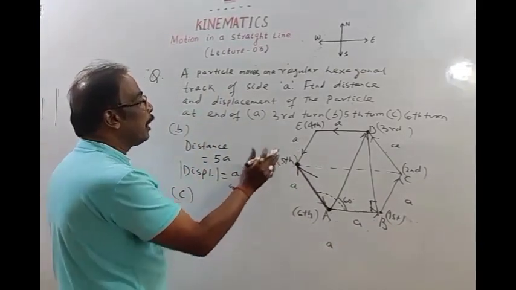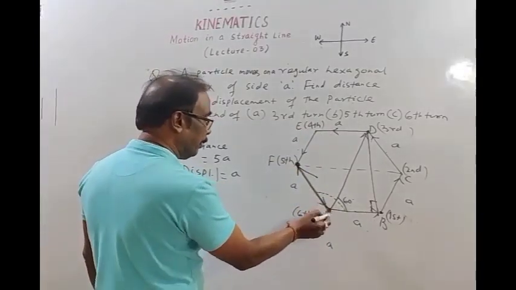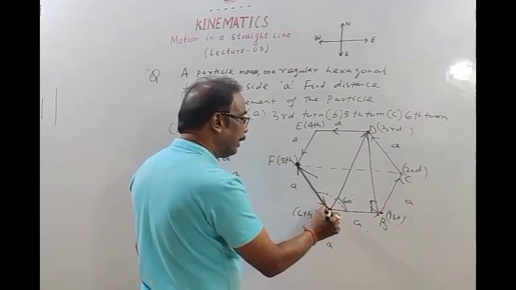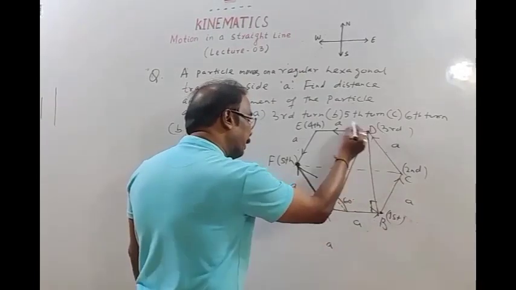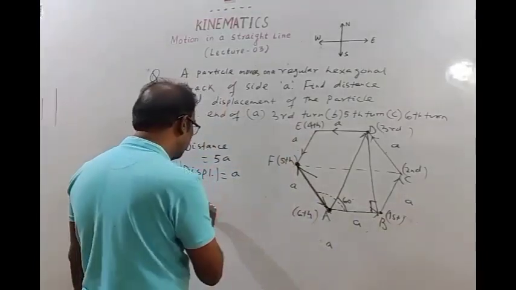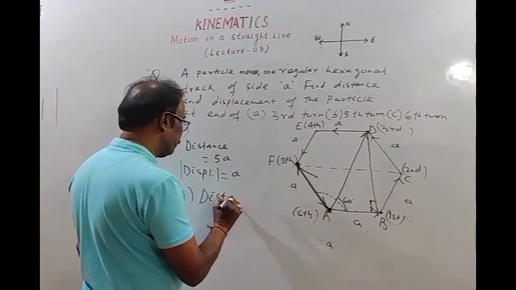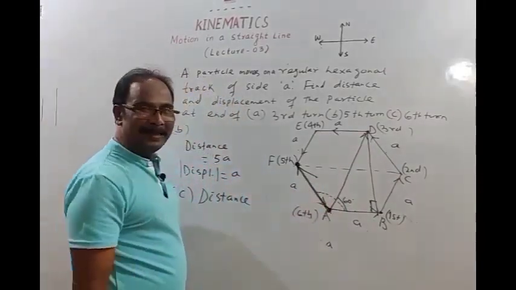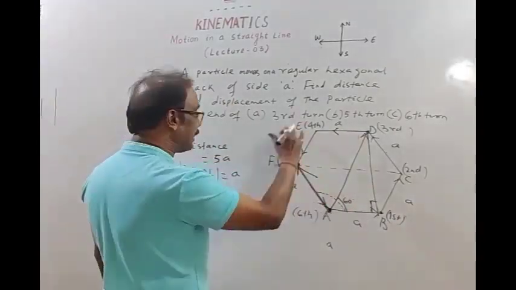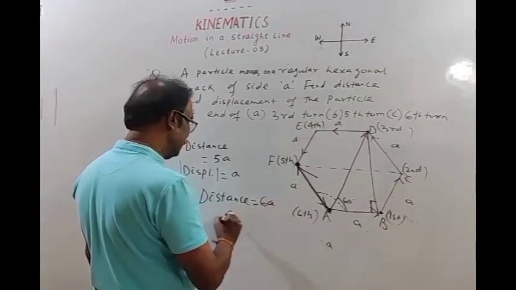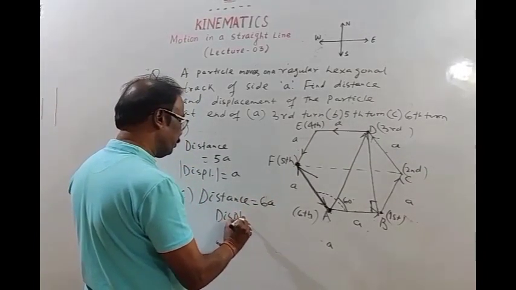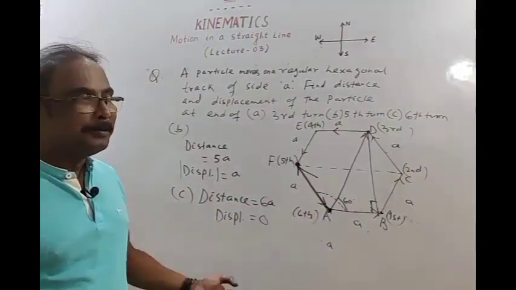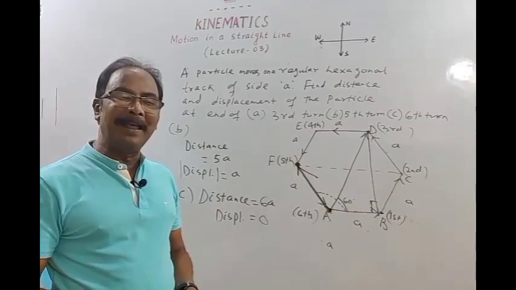Then part C, at the end of sixth term. At the end of sixth term, the particle has already reached A. A is the initial point, and again A is the final point at the end of sixth term. Then distance is the actual path length, the whole path along the hexagonal track. So distance is 6a and displacement is 0, because the body has again reached the initial point. A is initial and A is final.